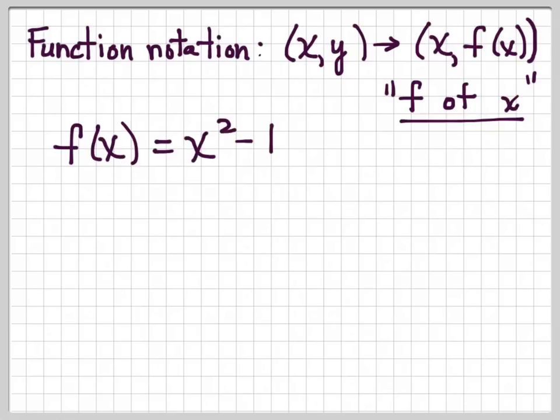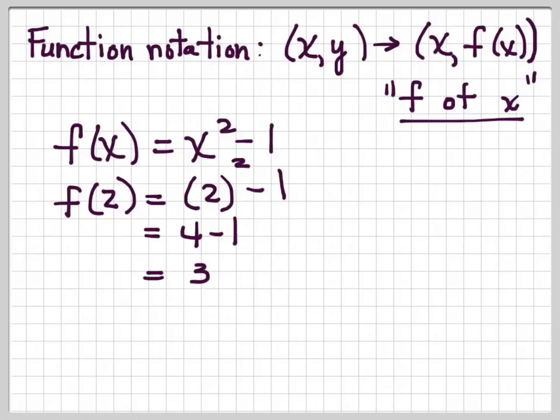We're going to do f of x equals x squared minus 1, and I want to find f of 2. That means everywhere I see an x, I'm going to substitute a 2. So that's going to be 2 squared minus 1, which is 4 minus 1, which is 3. So I would say the ordered pair would be (2, 3). The 2 corresponds to the domain, or the x, and the f of x corresponds to the range, which is 3.